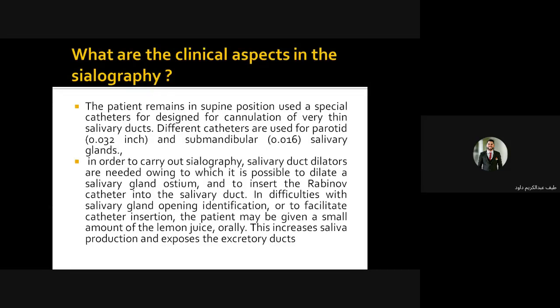Note the position of the patient during the giving of the contrast media. Here the patient is placed in the supine position. You know what the supine position is, and we are going to use a special catheter. This catheter is going to be canalized inside a very thin salivary gland duct. The catheter used for the parotid differs in size from the one for the submandibular salivary gland. Please pay attention to its size too. Why? Because the size of the parotid duct differs from the duct of the submandibular salivary gland.